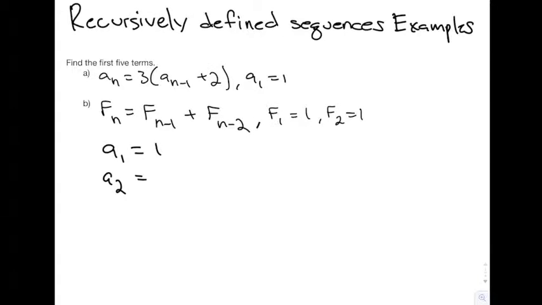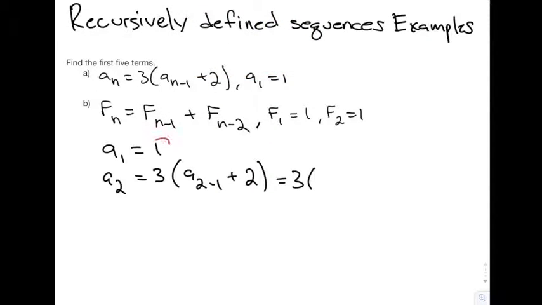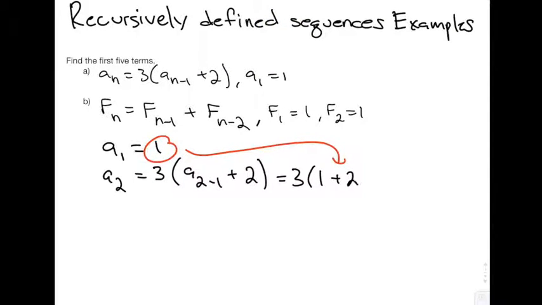A sub 2, I'll write these out very clearly like I was doing before. So we'll have 3 times a sub 2 minus 1 plus 2. And since we know that a sub 2 minus 1 is 1, we'll grab our 1 here, and we'll just bring it down there, and we'll have 3 times 1 plus 2. So we'll have 3 times 3, which that should give us 9.